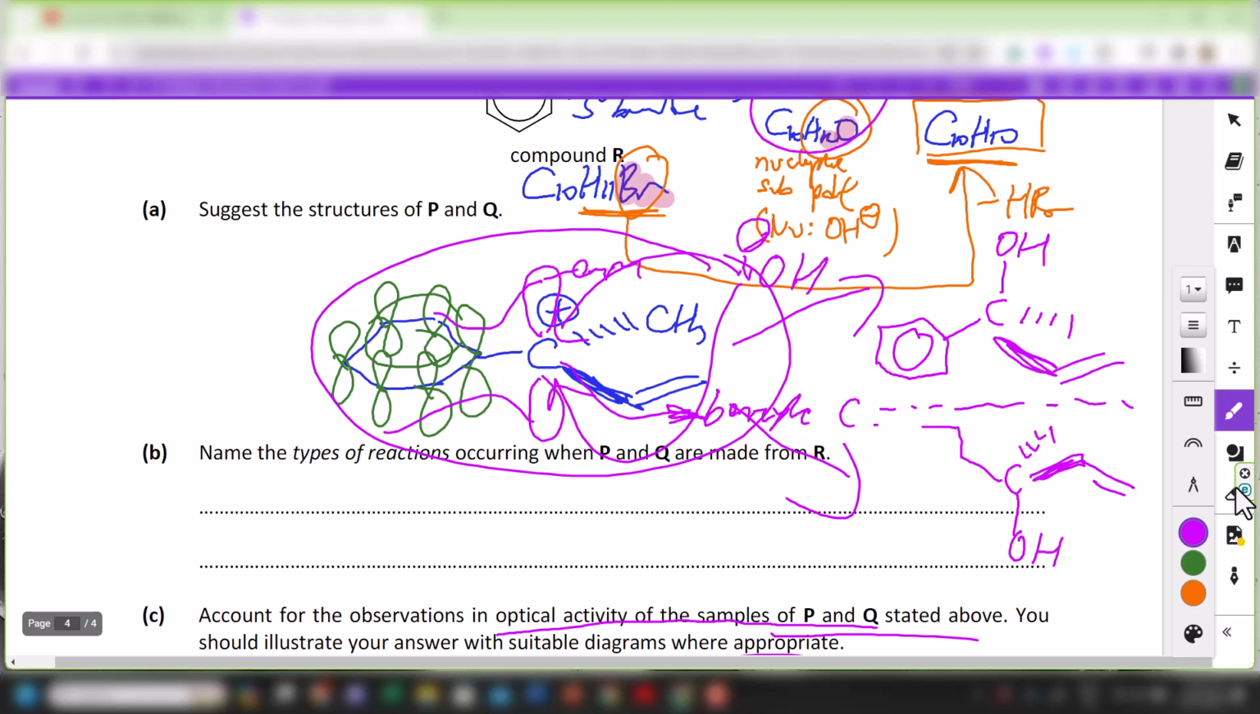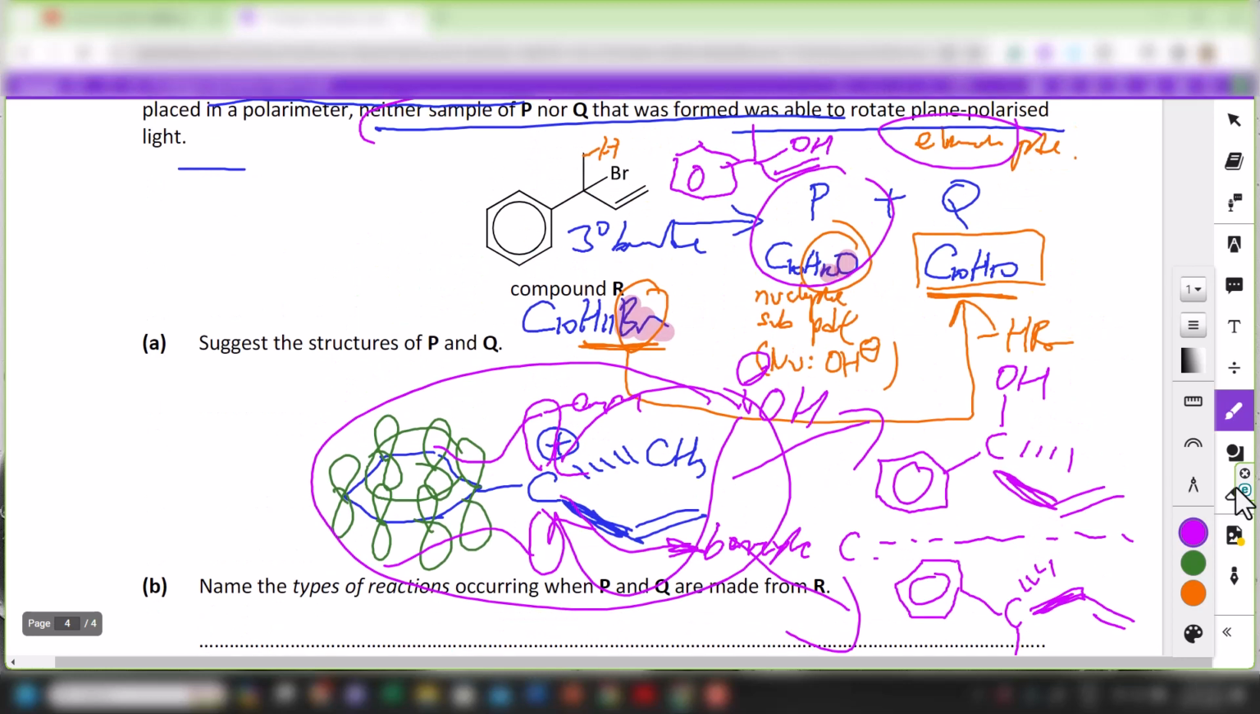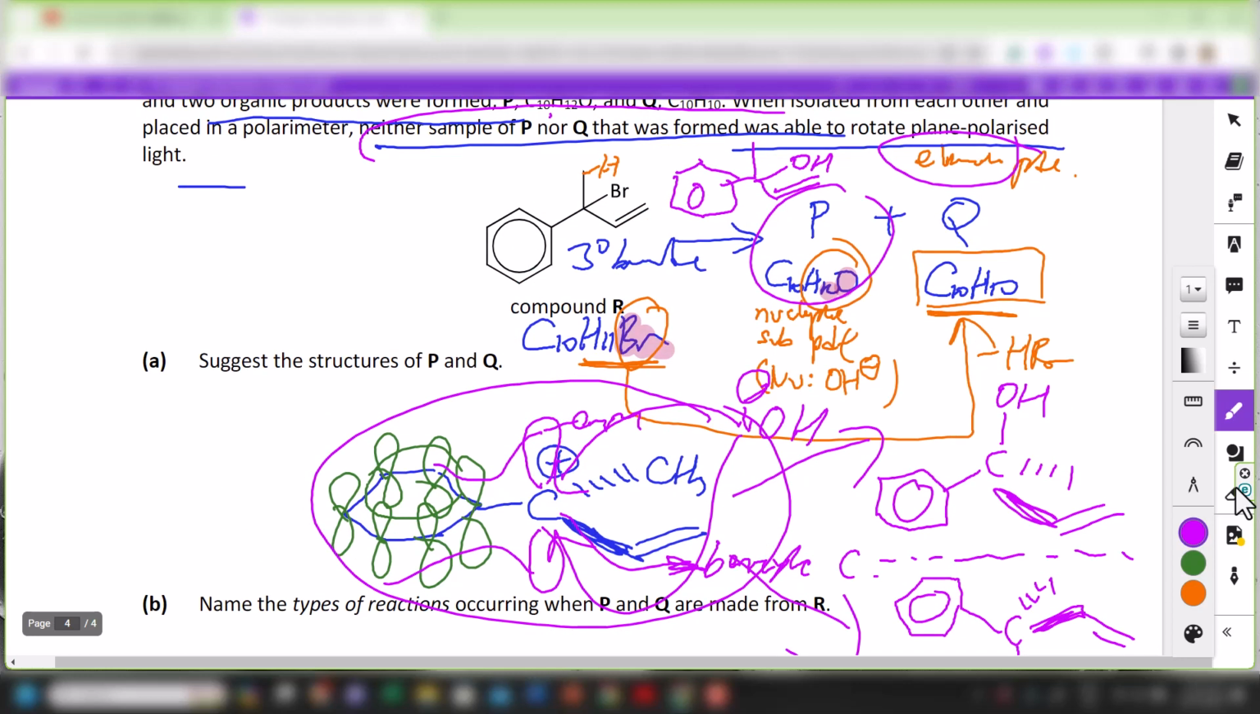Because if you do not illustrate your answer clearly, you do not want the examiner to second guess whether you are just guessing or could randomly come up with an answer without understanding the reasoning. So I think this will allow me to make it clear to the examiner that I understood why P cannot rotate plane polarized light, and why Q can't rotate plane polarized light, because there's no chiral center. The mirror image and itself are superimposable, so therefore Q does not have optical activity.